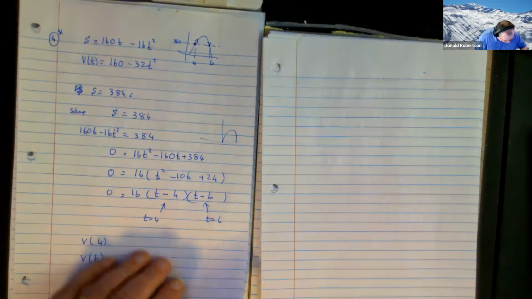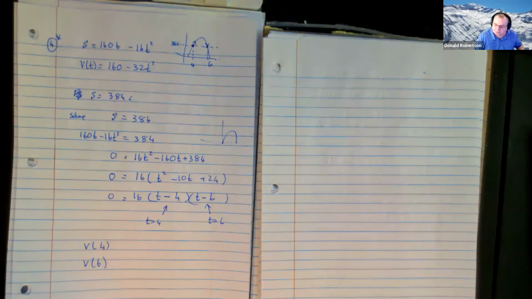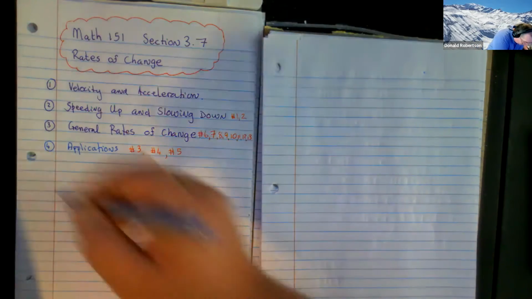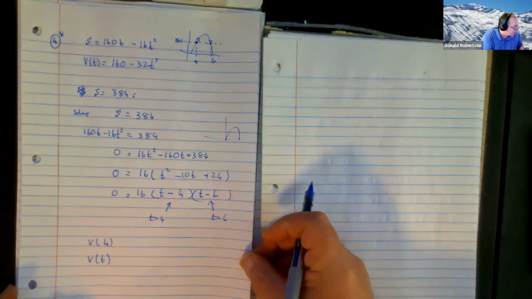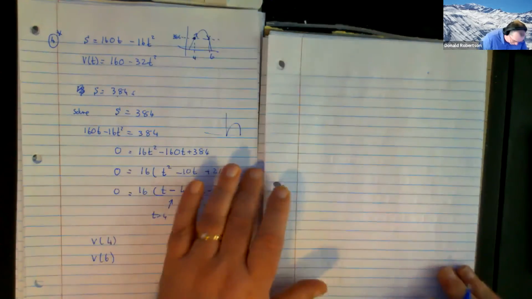I think there's one more, is it 5? Nope, that's it. We're done with that section. So we've done that, guys, we've done that guy, and we've done that guy. So there is only one more thing for us to deal with, and that is essentially general rates of change.